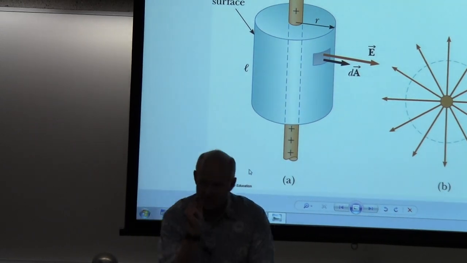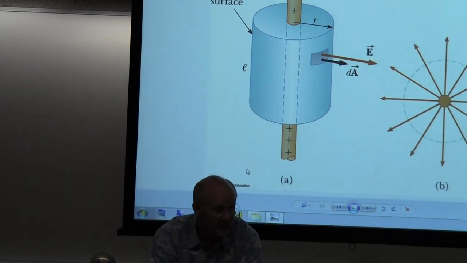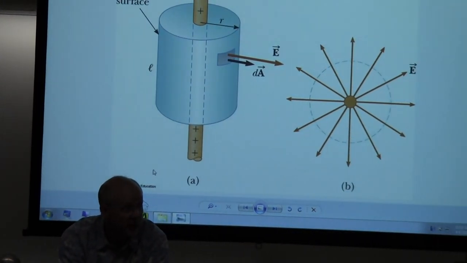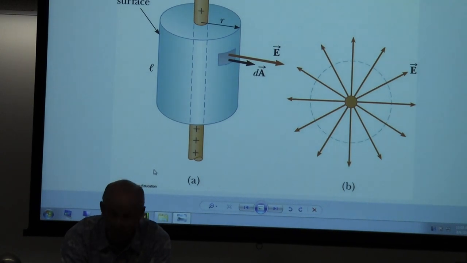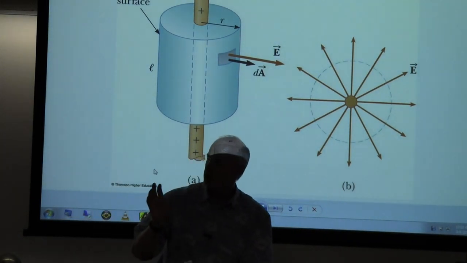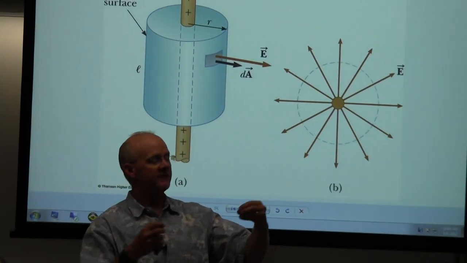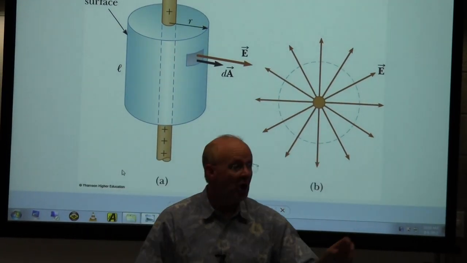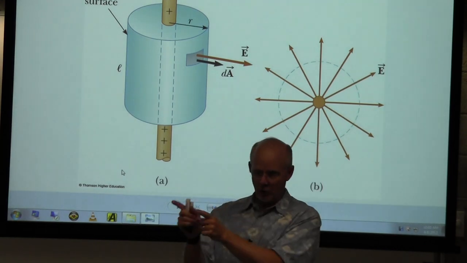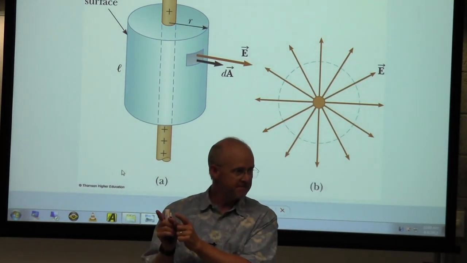Would this work if it was a small wire? No, because my argument of symmetry falls apart right there. So remember I said when we started this is a very useful tool, but it's only useful when you have a lot of symmetry involved. And in this case, the symmetry is the fact that it's infinitely long. Okay? So if I didn't have it infinitely long, I better go back to Coulomb's law and calculate it.